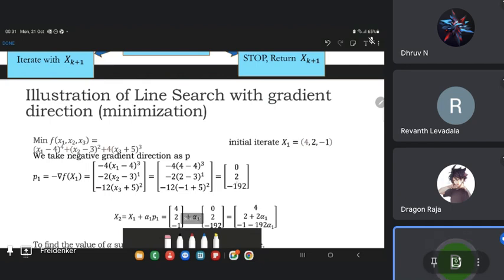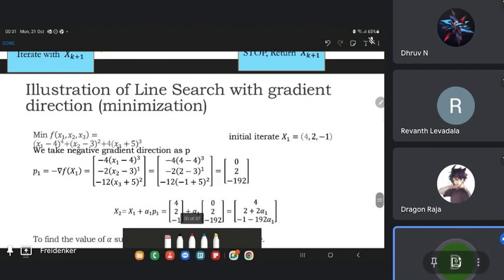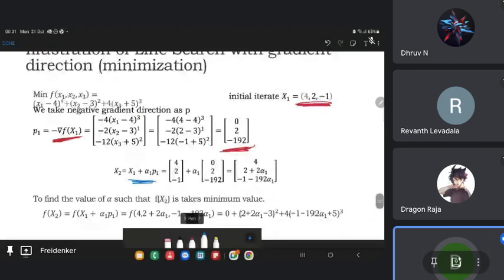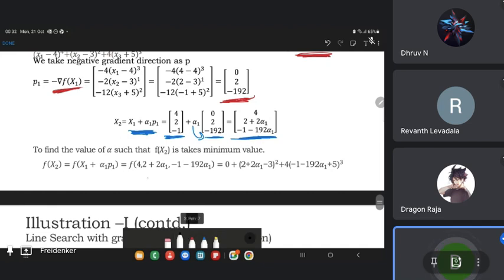I think it will be shown in one of the slides. Illustration of line search with gradient direction. Okay, we did line search with gradient only, no? Minimization means we'll take negative of the gradient, at what point? This is our initial point. So substitute my values over here. You'll get your direction. How to get alpha? We'll have to see. The new point is nothing but old point plus alpha into p. Old point, alpha I don't know, this is my p. My x2 is in terms of alpha. How to get alpha? Substitute in my function.